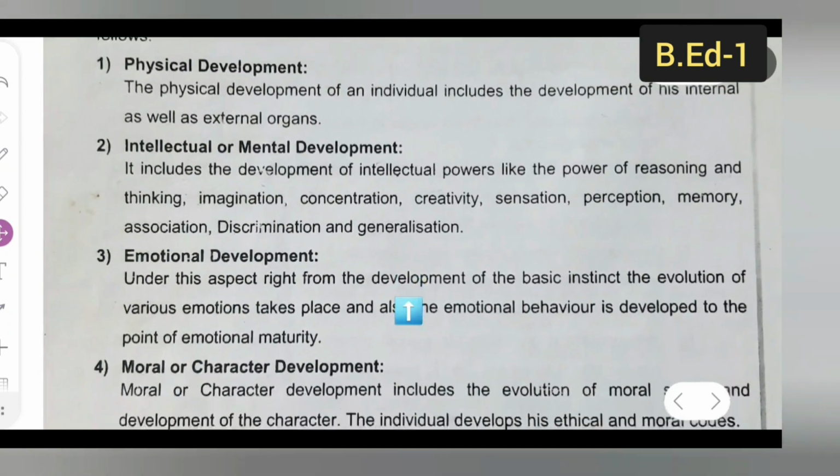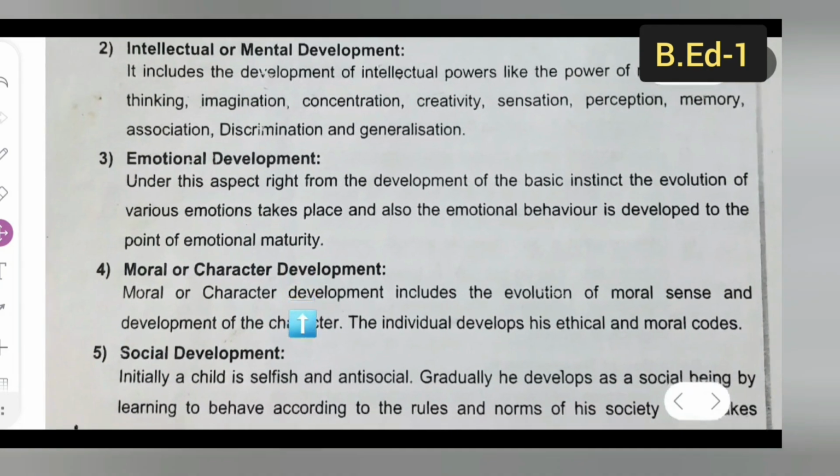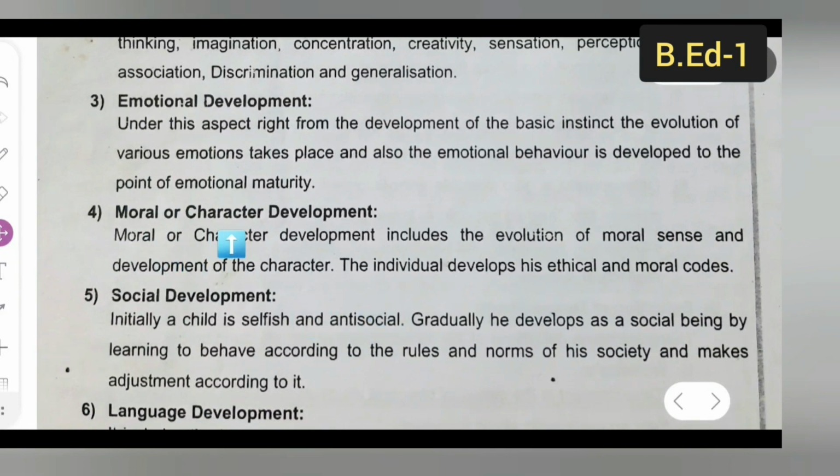Moving towards the third one, that is emotional development. Under this aspect, right from the development of basic instincts, the evolution of various emotions takes place, and also emotional behavior is developed to the point of emotional maturity. The fourth point is moral or character development. Moral or character development includes the evolution of moral sense and development of character. The individual develops ethical and moral codes.